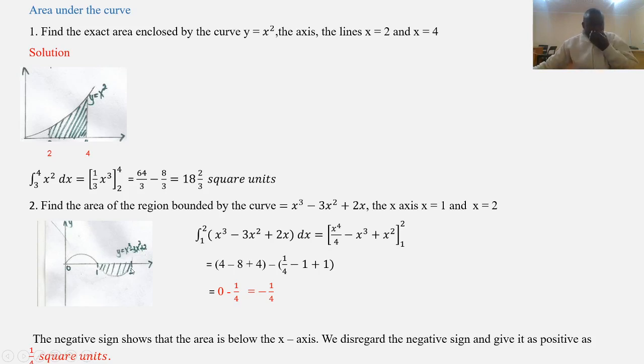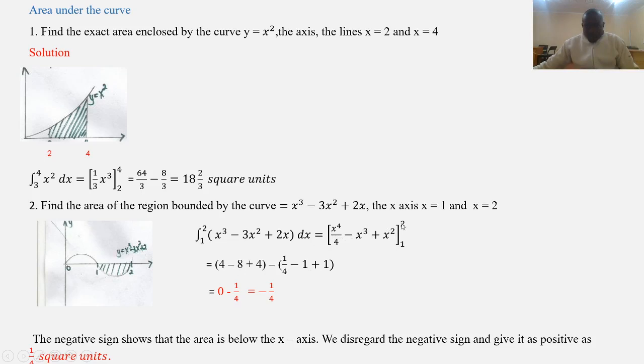For us to find it, we use the limits. We integrate this curve with respect to the limits of 2 and 1. We integrate the curve. It gives you x to the power 4 over 4, minus 3x cubed over 3, which gives you, as 3 and 3 cancel, x cubed, then plus 2x squared over 2. Remember, 2 and 2 cancel, it remains x squared, with limits 2 and 1. We substitute the 2 here, and we minus the limit of 1 substituted here.